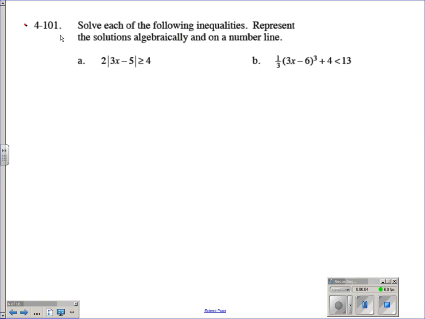Chapter 4, page 101. Solve each of the following inequalities. Represent the solutions algebraically and on a number line. Letter A. 2 times the absolute value of the quantity of 3x minus 5 is greater than or equal to 4.